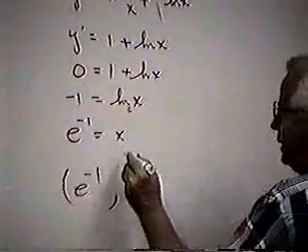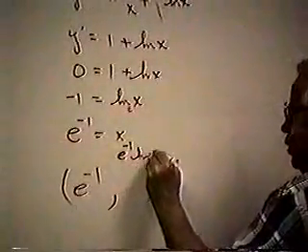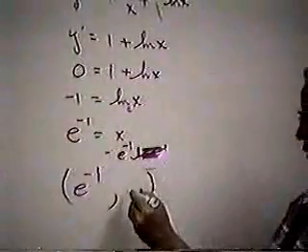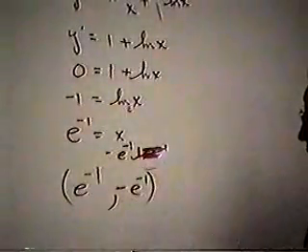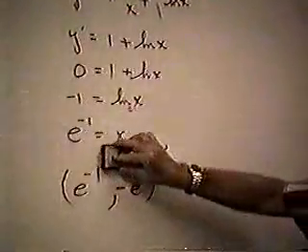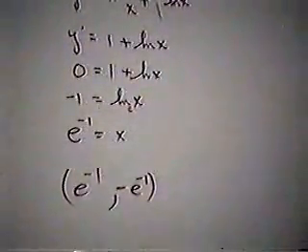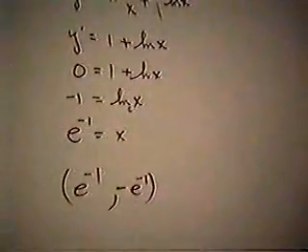So let's go back now. e to the minus 1, log of e to the minus 1. All of this is a minus 1. So our y value is minus e to the minus 1. So there's our possible maximum or minimum.